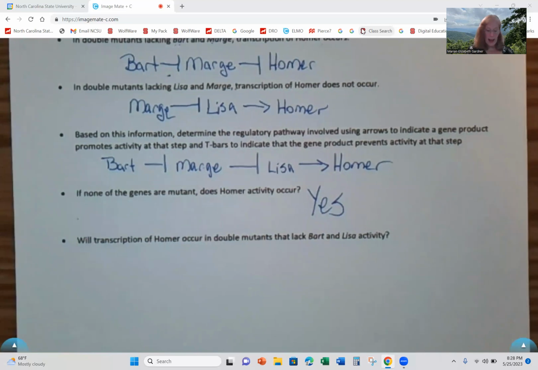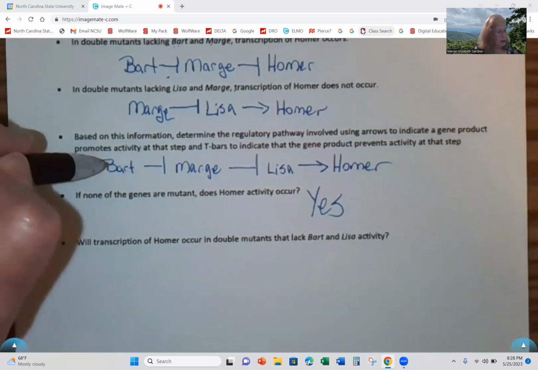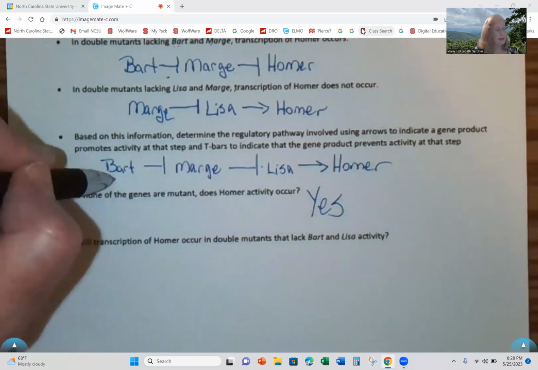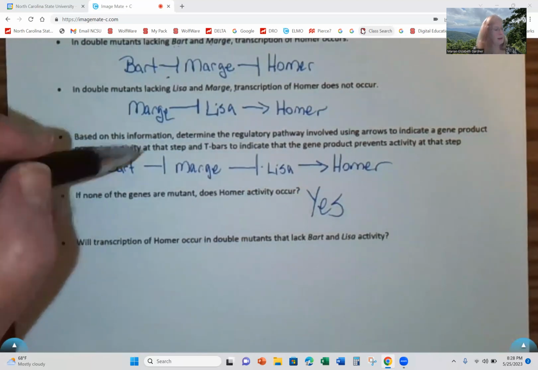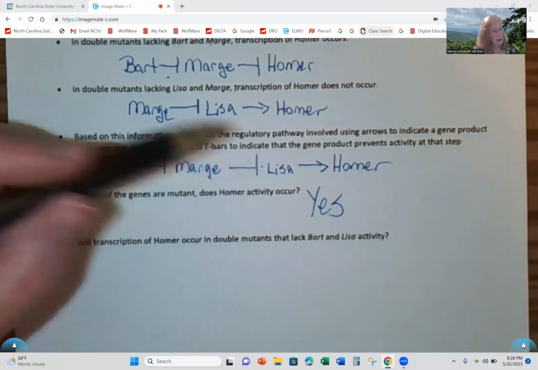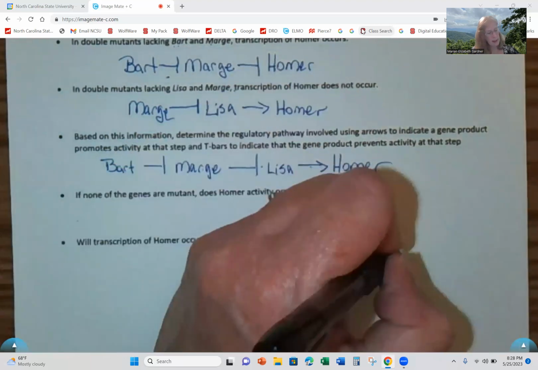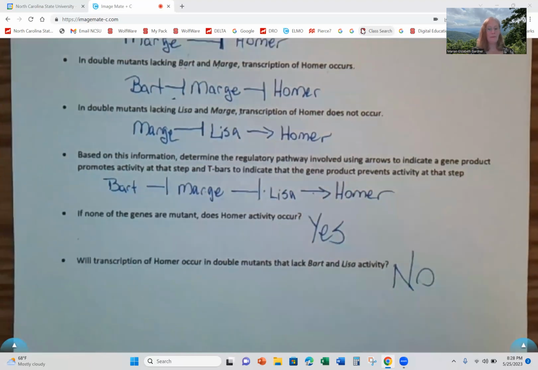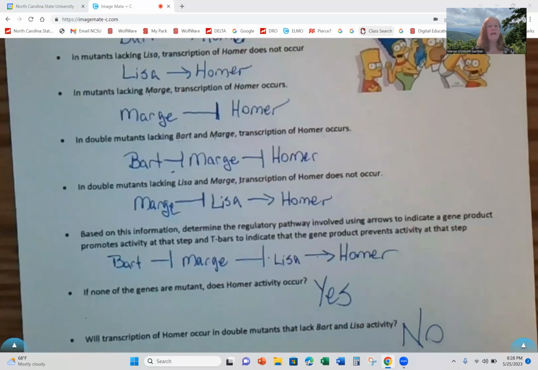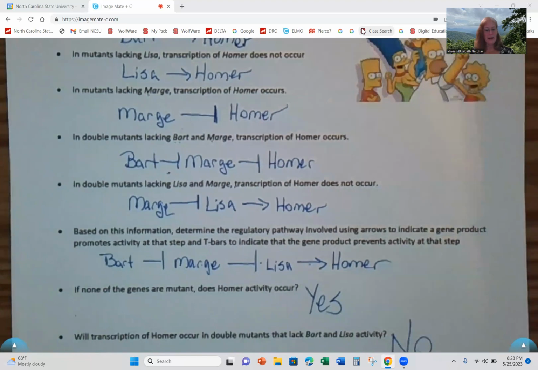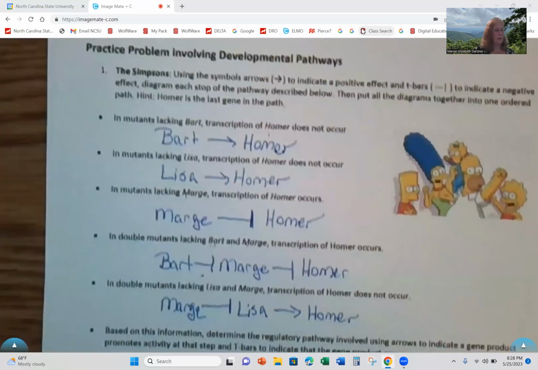And what if we lacked both Bart and Lisa? Bart is not here. It's not going to block Marge. Marge will block Lisa. Well, Lisa's broken anyway, so Lisa does not stimulate Homer, so no, that one will not happen. Like I said, this is probably the hardest of these types of problems I could ever think of, and it is far harder than what I would expect to give you on an exam or your homework.